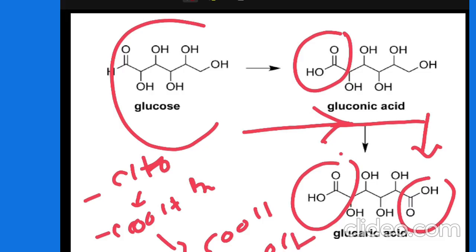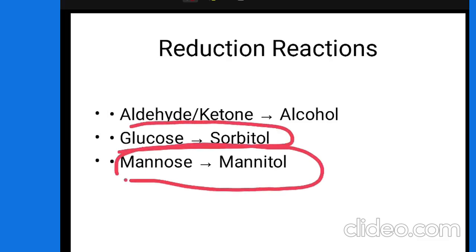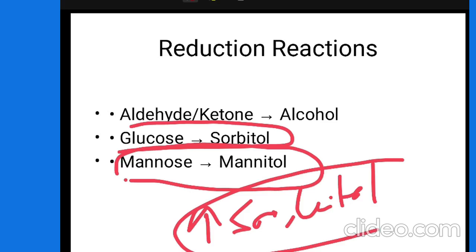Coming to the next slide. Reduction reaction. When there is reduction, this aldehyde or ketone gives rise to alcohol. As you all know from organic chemistry, this gives rise to the alcohol. Glucose gives rise to sorbitol and mannose gives rise to mannitol. So when there is plenty of glucose inside the cell, there is an increased level of sorbitol. This sorbitol leads to osmotic changes in our viscera that give rise to cataract and many other diseases.